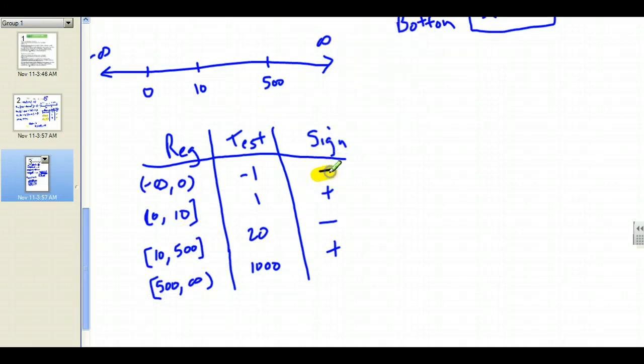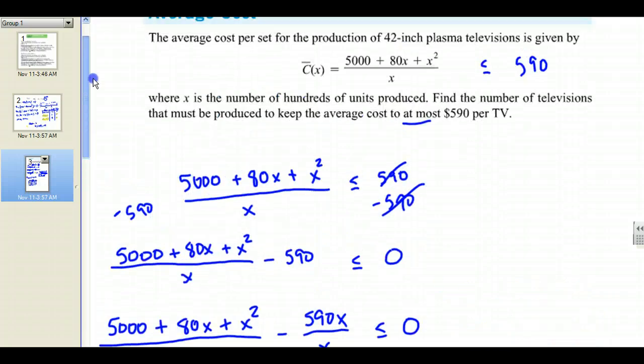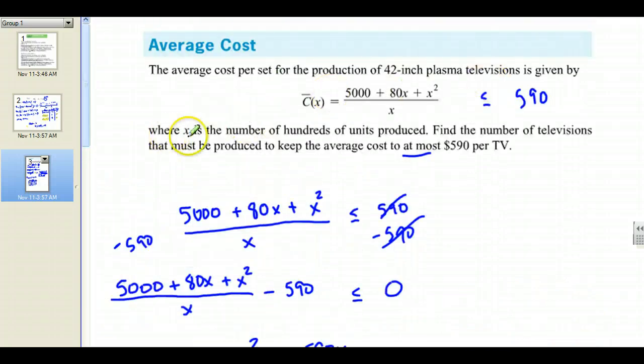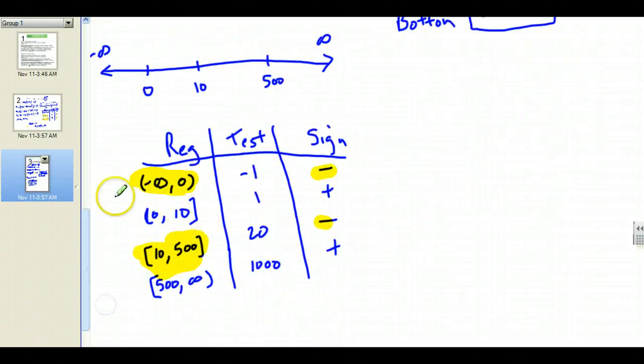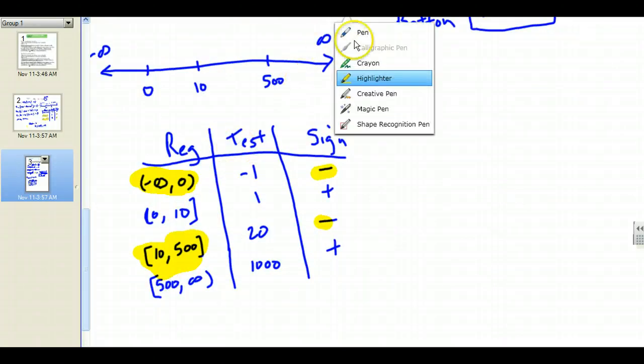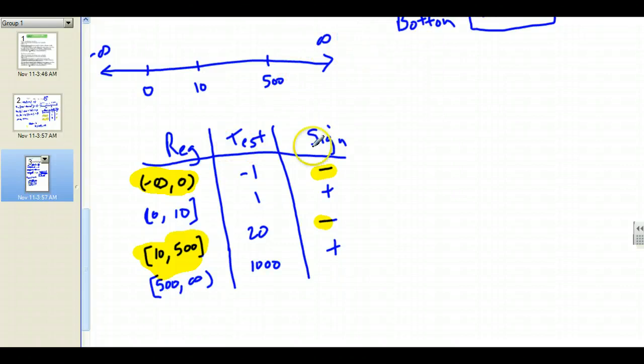And we want the negatives. So here's a negative, here's a negative. So we want this region, and we want this region. They're the things that make this thing negative. Now, this is an average cost function, where x is the number of hundreds of units sold. So this region doesn't make any sense. From negative infinity to 0, that means we're making a negative number of items. So that doesn't make any sense. So this is our answer.